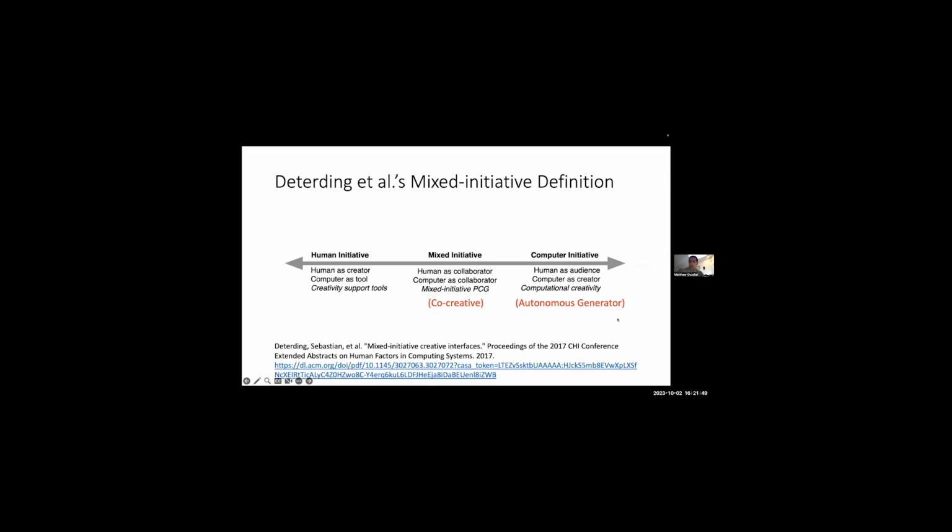We could call that an autonomous generator. They call it computational creativity, though I disagree with them there. That's fine. And then you have mixed initiative, which is the notion of what happens if both parties have some amount of agency over the final digital artifact. And this is what we can also call co-creative, another term for that.